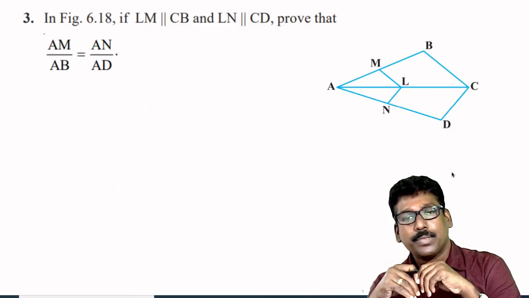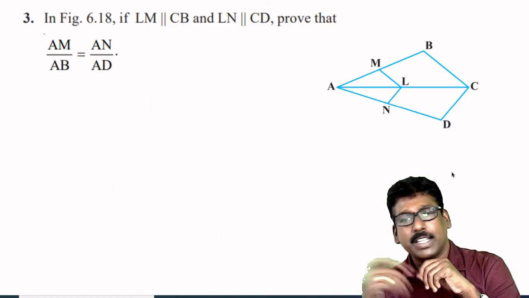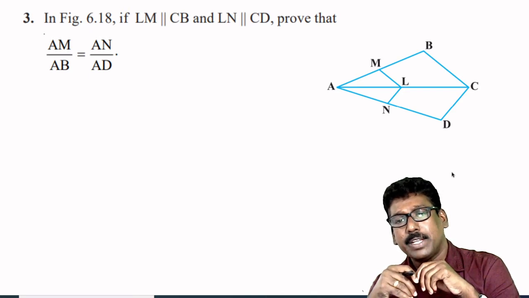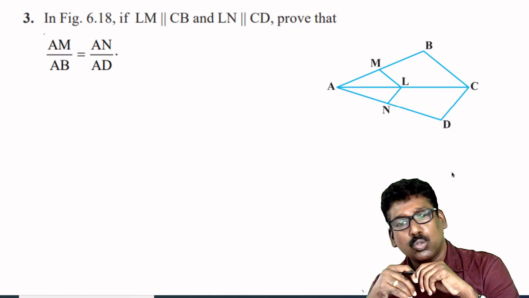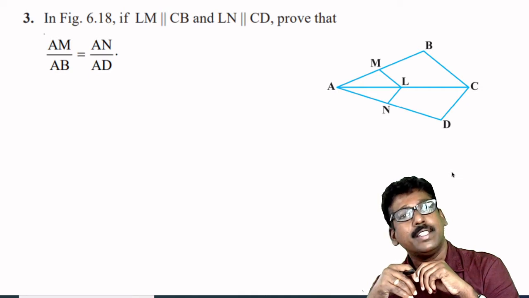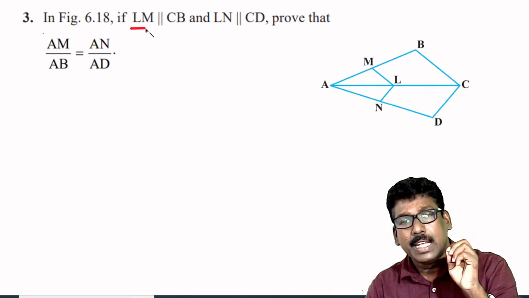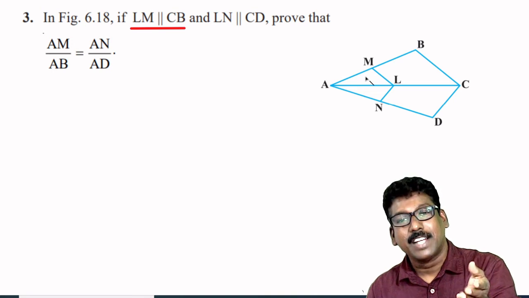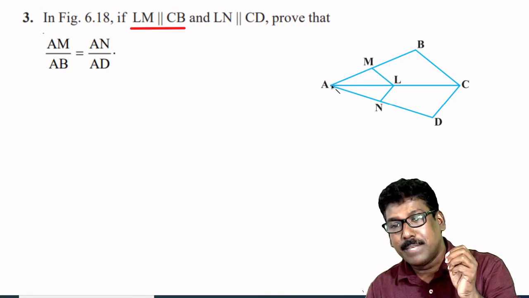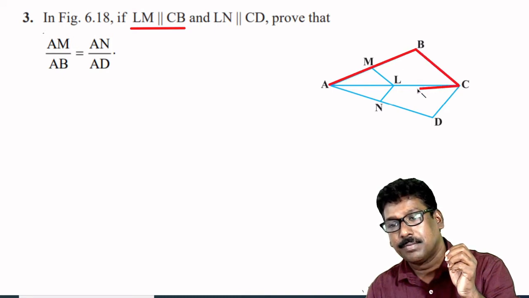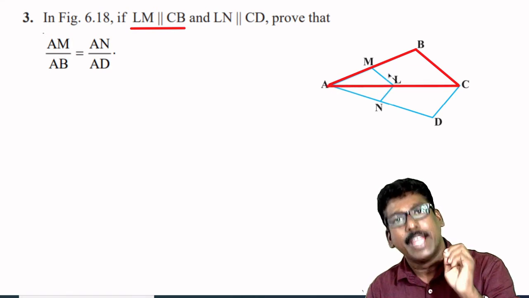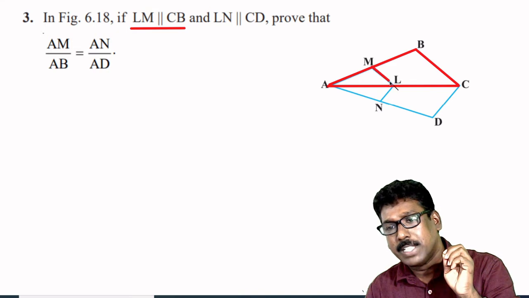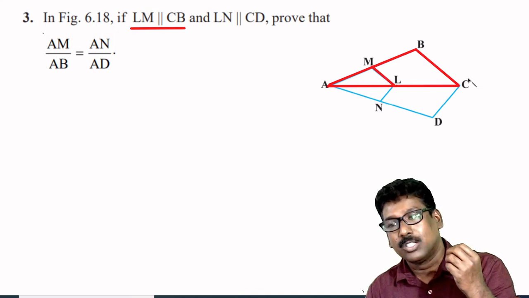Here is the third question. In figure 6.18, the figure is given. LM is parallel to CB and LN is parallel to CD. Prove that AM by AB is equal to AN by AD. Here it is given that LM is parallel to CB. Now you have to check whether any triangle contains LM and CB. Here you can say LM and CB are contained in triangle ABC.